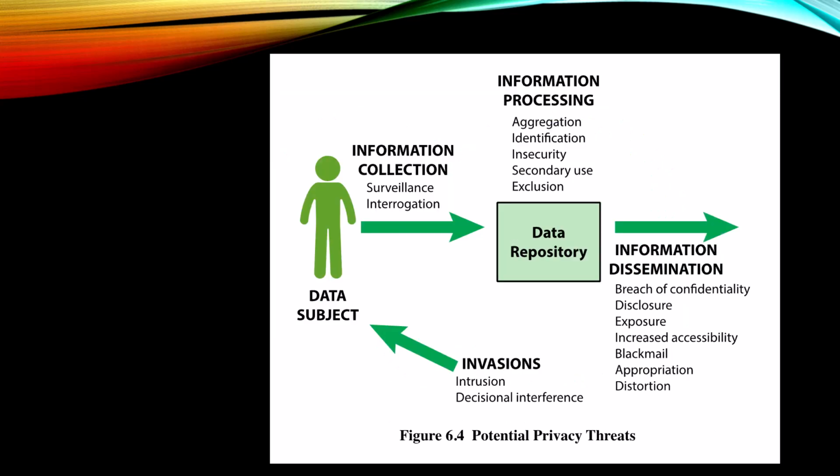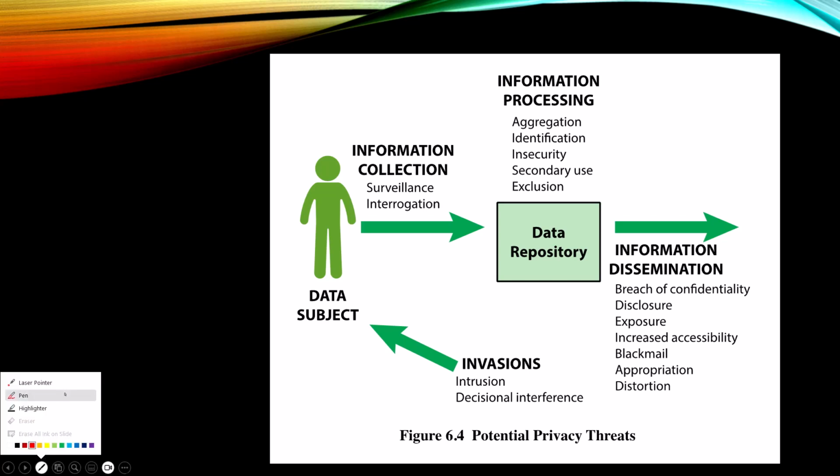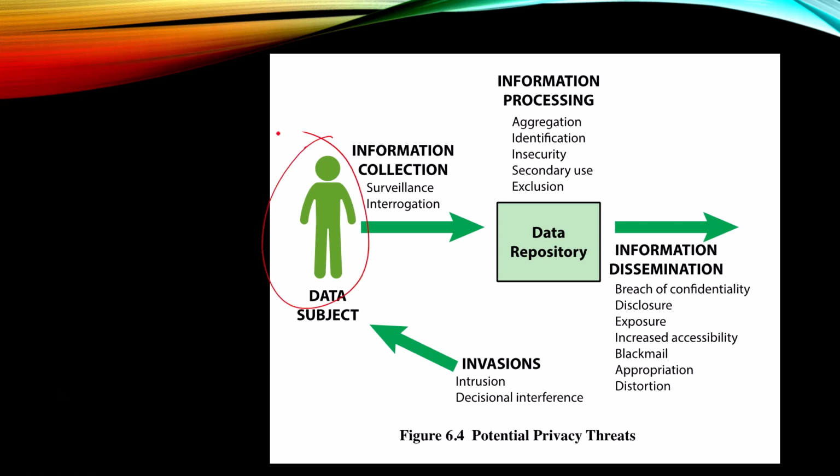So what does that look like? That actually looks like this. Information collection on an individual. So here we have our individual. What information is being collected? That could be all different types: surveillance, interrogation, other forms of information collection, all types of things. From there, it needs to be processed. So we need to have aggregation, identification, insecurity, and secondary use and exclusion. All of those are really there for privacy, and these are threats that first must be identified.